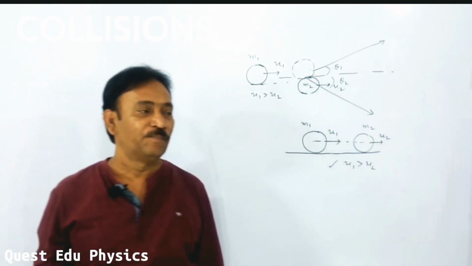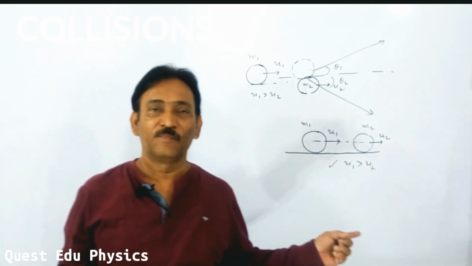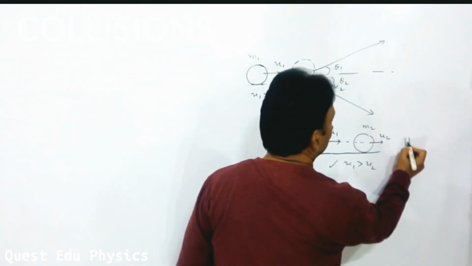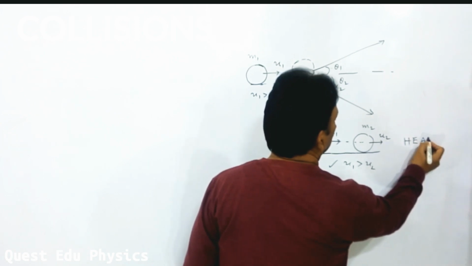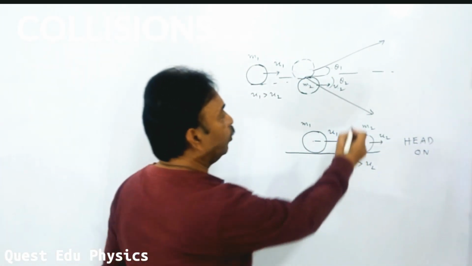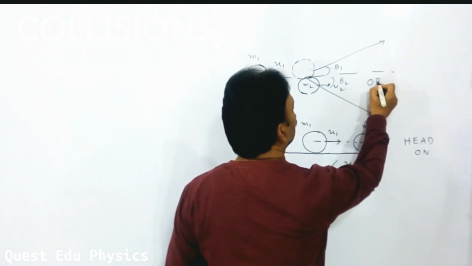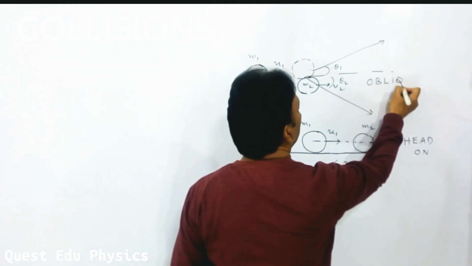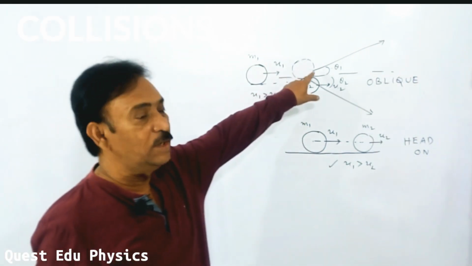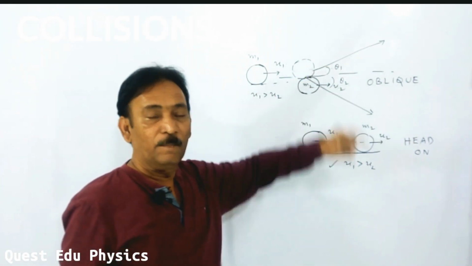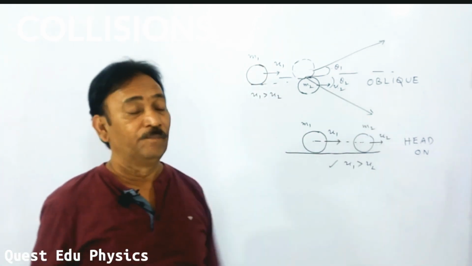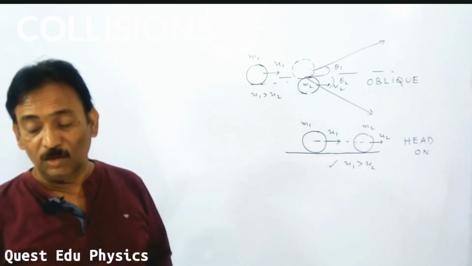I think you understood what a head-on collision is. This is the head-on collision, and this is the oblique collision. If they get deviated from their path after the collision, we call it an oblique collision. If they move along the same line, we call it a head-on collision.